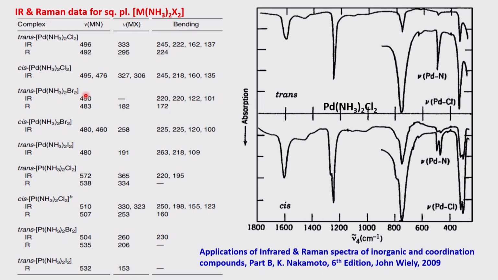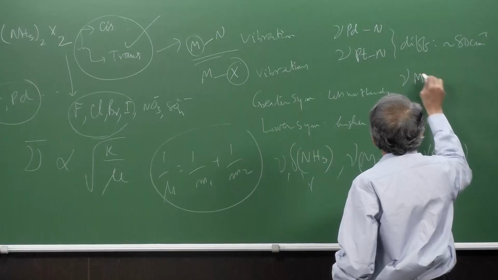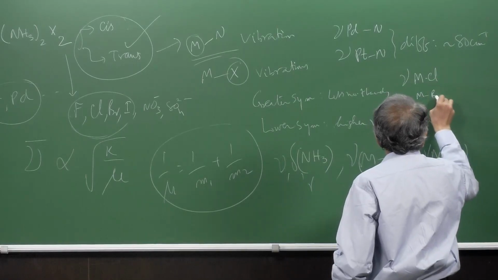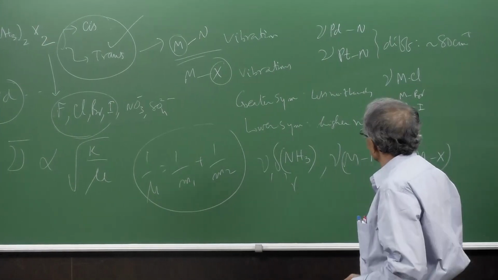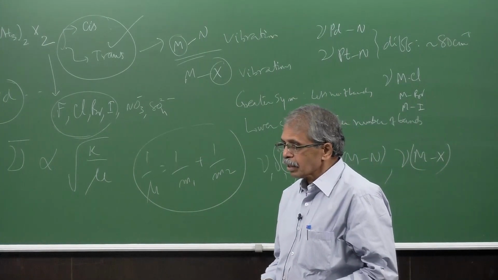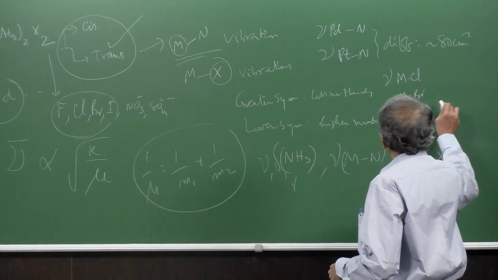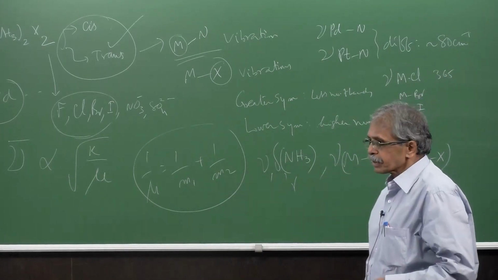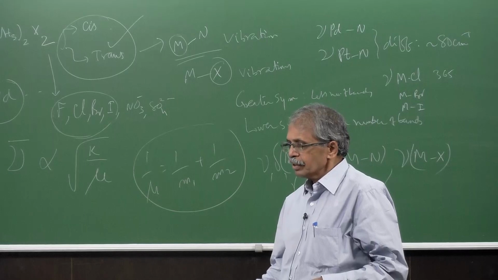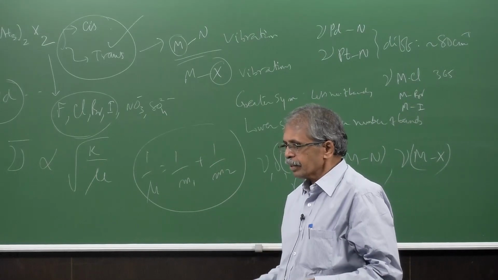And now let us look at another point, metal halide. So the metal halide, okay, so let's take the platinum case. So the metal halide, this is the chloro M-Cl here, M-Br and M-I, three cases. So M-Cl is around, I am taking one case, that is the platinum case, 365. We will take the antisymmetric in all the cases. You can also take the symmetric one. The symmetric one is a lower one, the asymmetric one is a higher one.